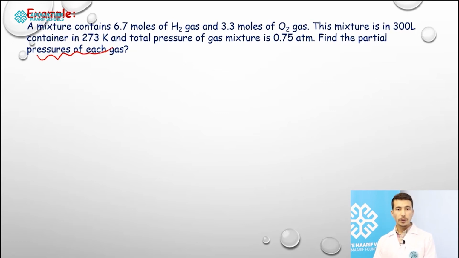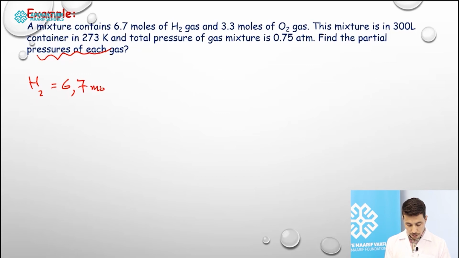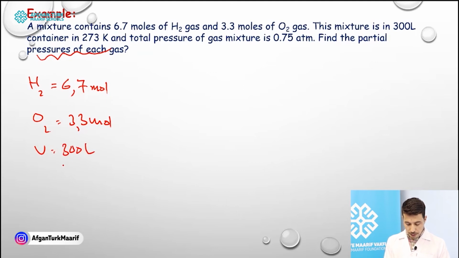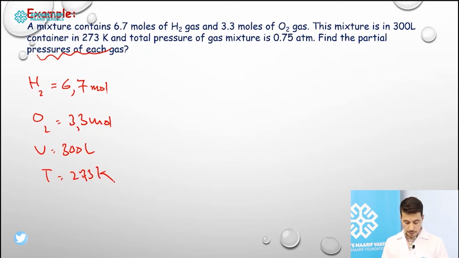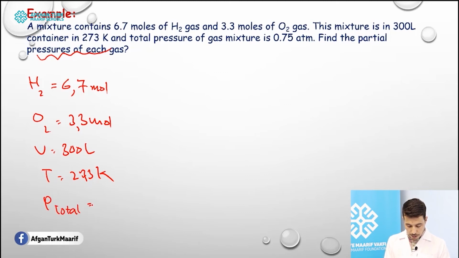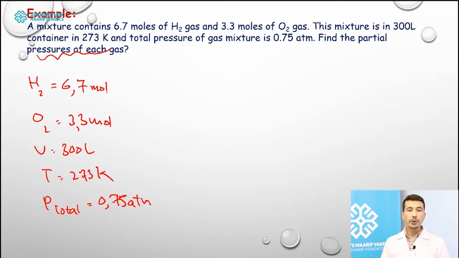First of all, let's make an outline of this question. We know that for hydrogen it's 6.7 moles, and for oxygen, it's 3.3 moles. The volume is given as 300 liters. The temperature is 273 Kelvin, and the total pressure, P total, is equal to 0.75 atmosphere. What's the question? We are going to find the partial pressure for each gas, for hydrogen and oxygen.